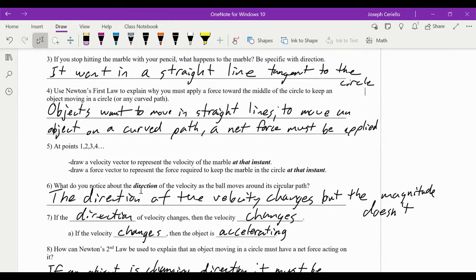The next one says, what do you notice about the direction of the velocity as the ball moves around its circular path? If you look at that picture, the direction of the velocity changes. At one point it's pointing up, then it's pointing left, down, right. It's always pointing in a different direction, but the magnitude of it doesn't change. So if the direction of the velocity changes, then the velocity changes. If the velocity changes, we call that acceleration. The object is accelerating. Just because the size of the velocity isn't changing doesn't mean the velocity is not changing. If the direction's changing, it's accelerating.